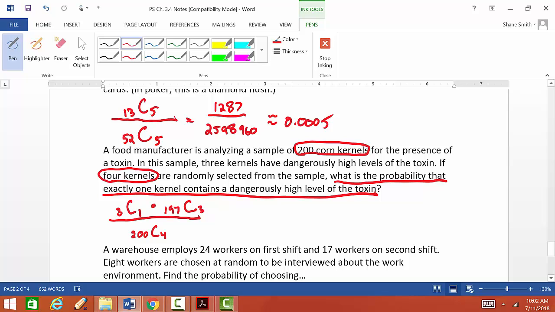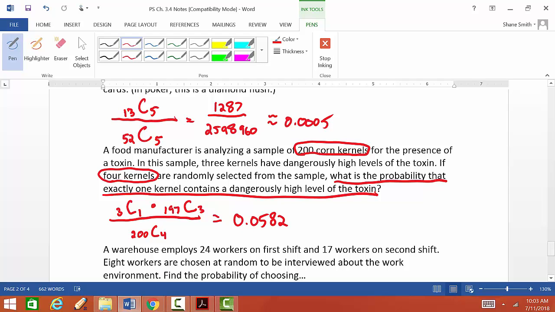So look at this pattern here. In the bottom, we have 200 choose 4 because out of the 200, we're choosing 4 of the kernels. Then 3 are dangerous, which means 197 are not dangerous. So notice how 3 plus 197 is 200. And then out of the 3 dangerous ones, we're choosing 1, and out of the 197 non-dangerous ones, we're choosing 3. And 1 plus 3 is 4. So you have to remember you're choosing both the dangerous and the not dangerous ones. You have to include those in your count. And when you do this, you get 0.0582.